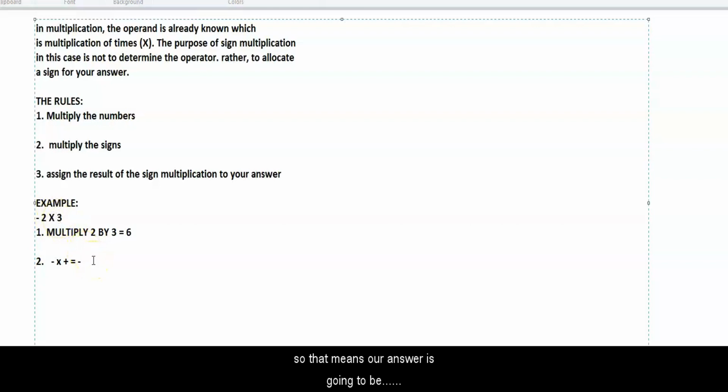So that means our answer is going to be, in the last step, assign the result of the sign multiplication to your answer. The result of the sign multiplication is a negative, so our answer is going to be minus 6. Okay. Let's look at other examples.